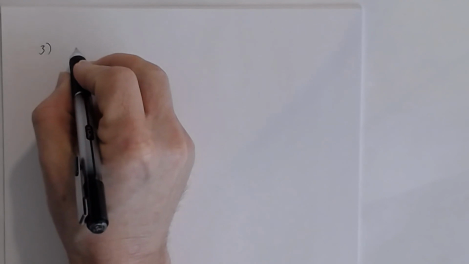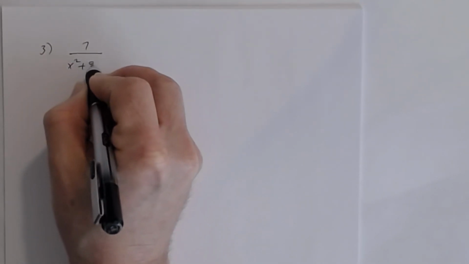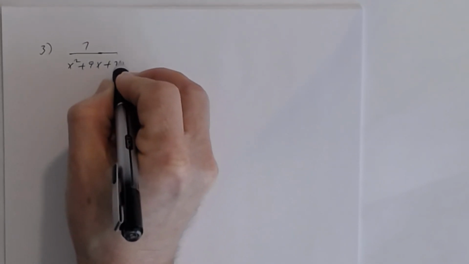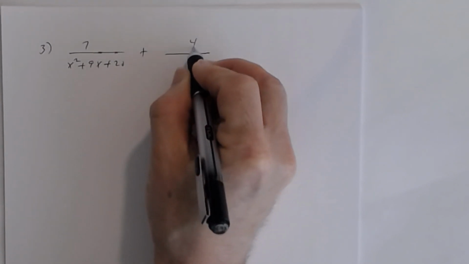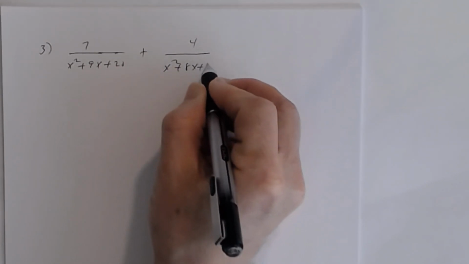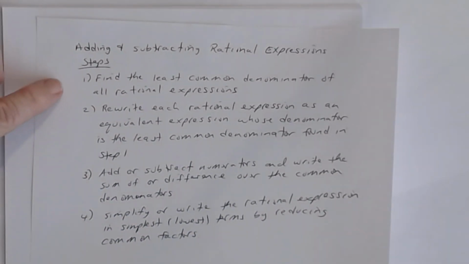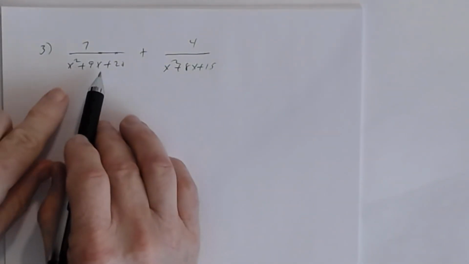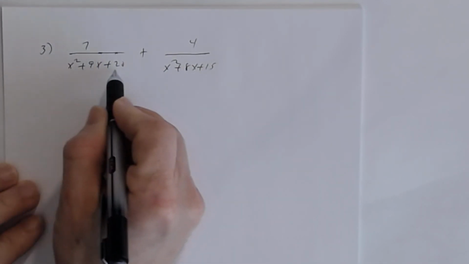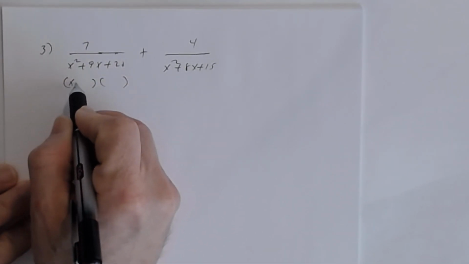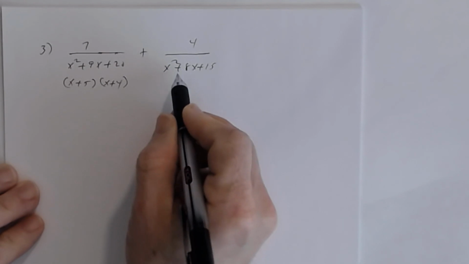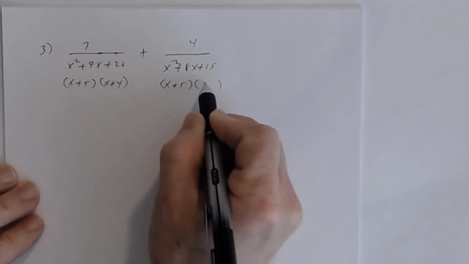All right, let's look at another one. This will be number 3. Number 3 is going to be 7 divided by x squared plus 9x plus 20, plus 4 divided by x squared plus 8x plus 15. Remember, the first thing you have to do is find the least common denominator. To find it, you're going to factor the denominators first. When I factor this denominator, I get x plus 5, x plus 4. Over here, that'll be x plus 5, x plus 3.